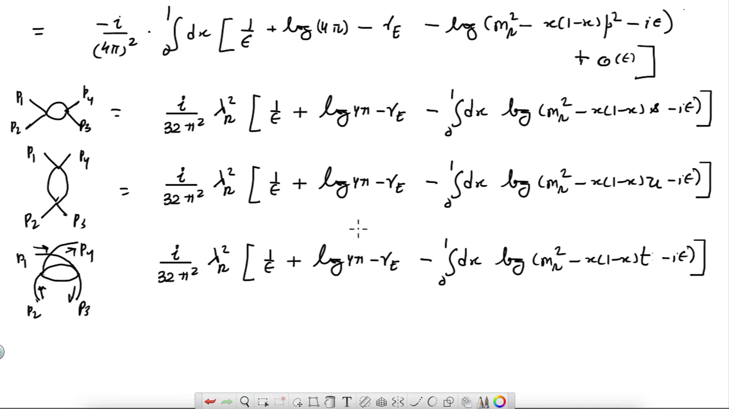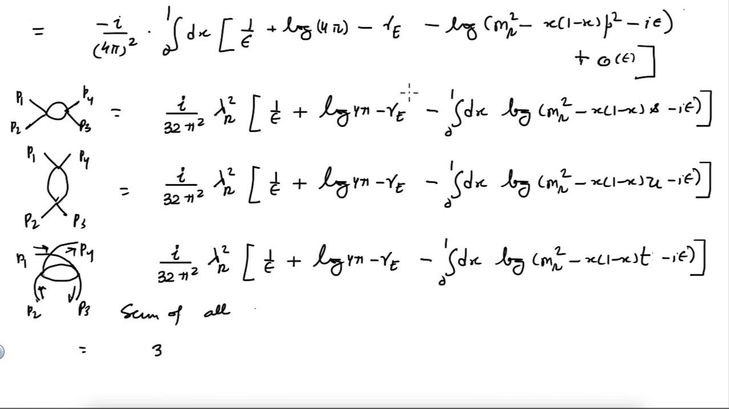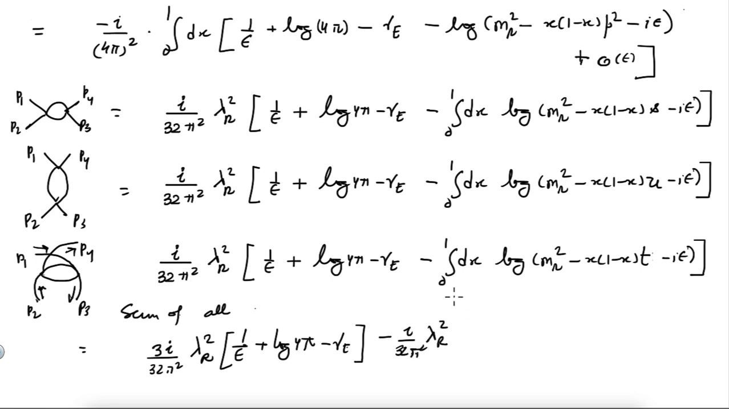So let's look at the singular part, or the sum of the three, sum of all these is equal to... these terms are the same in all the three. Okay, so it becomes three times of that. So 3i over 32 pi square lambda r square, 1 over epsilon plus log 4 pi minus gamma, okay, plus or minus i over 32 pi square lambda r square times this integral 0 to 1 dx, and then you have all these terms, okay, that you can fill.